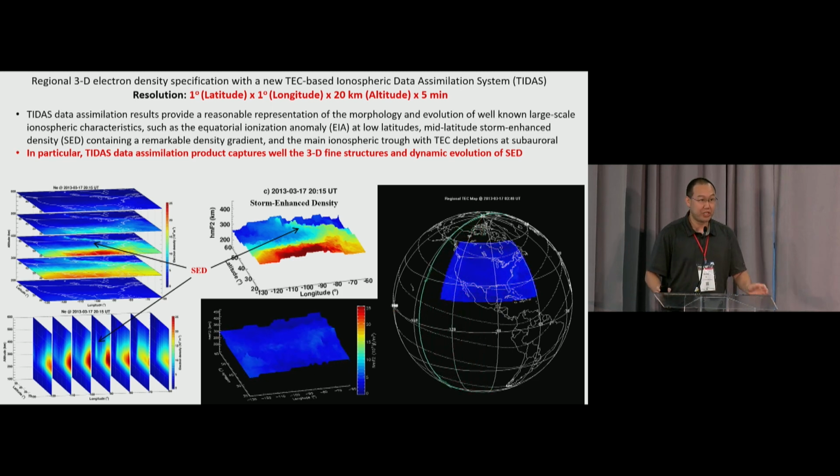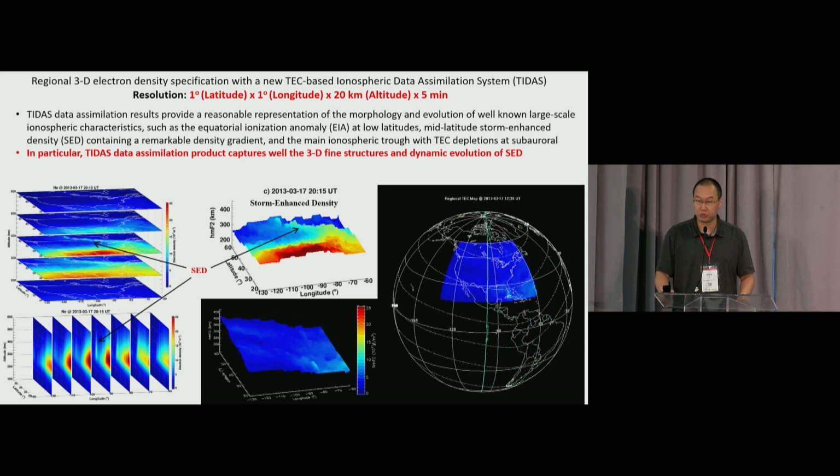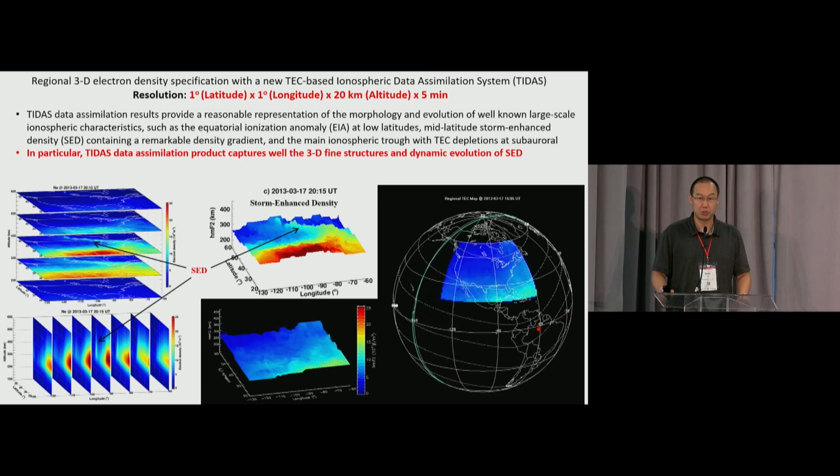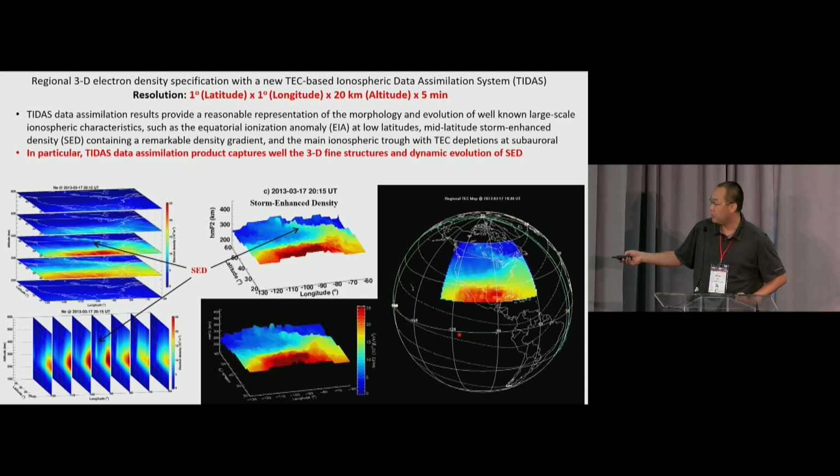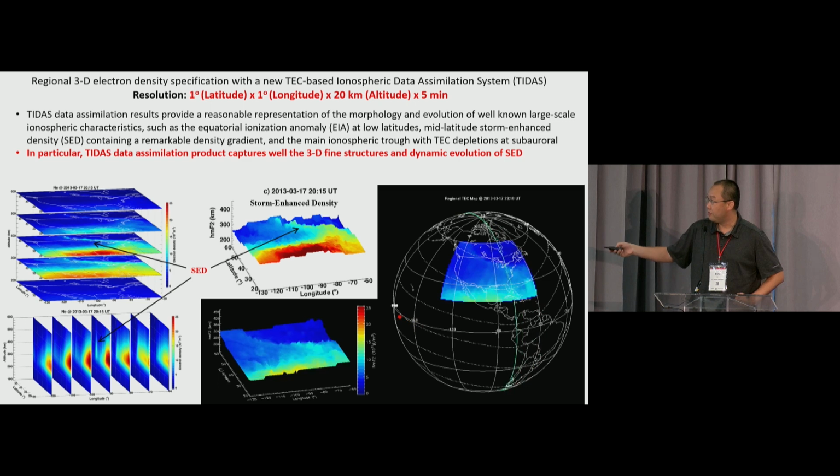So that's the three-dimensional regional electron density specification. A key point is that we have very high resolution for this product. It's 1 degree in latitude, 1 degree in longitude, 20 kilometers in altitude, and 5 minutes temporal resolution. So this is the reconstructed three-dimensional electron density. So that's the longitude, latitude distribution at different altitude. And this one is the latitude, altitude slice.